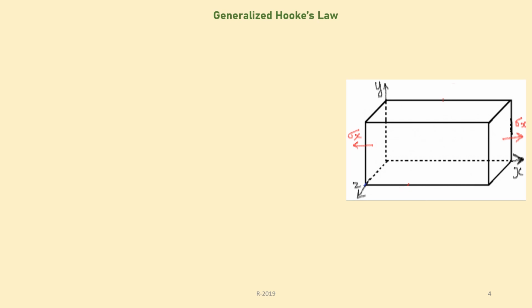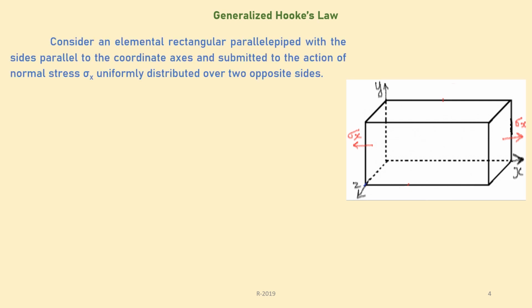Now let us learn to express the generalized Hooke's law. Pay attention to this diagram. We have an elemental rectangular parallelepiped structure with the sides parallel to the coordinate axis and submitted to the action of normal stress sigma x, uniformly distributed over the two opposite sides.